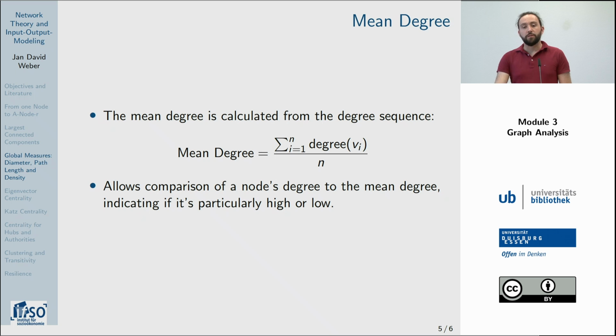The mean degree is also an interesting measure for the global measures. It gives us the mean degree, which is calculated from the degree sequence. So we add up all the degrees that we have in this graph and divide it by the number of nodes. So here it allows us with the mean degree to compare individual degrees of a node to the average or the mean or the median in this graph. So you can say this specific node is better connected or less connected to other nodes than the average or the median node in this graph.